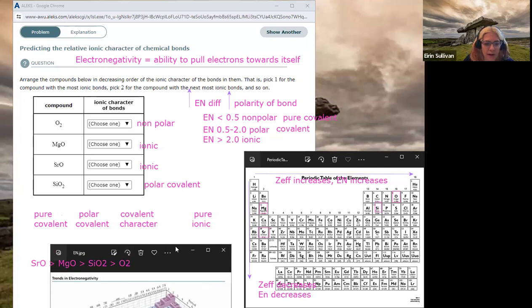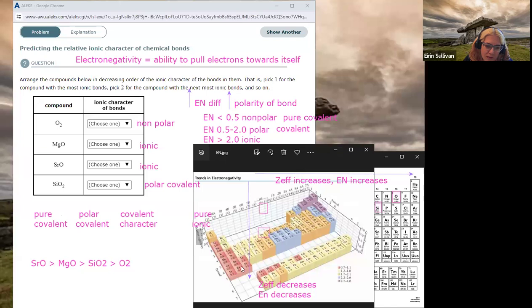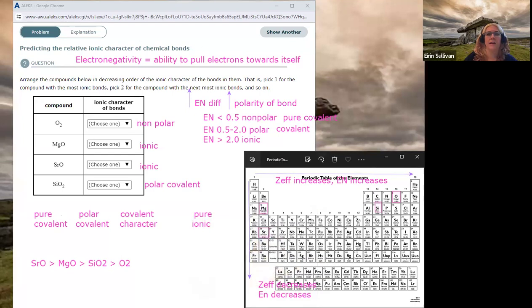Okay, so if you look between strontium, 1.0, and oxygen, that's an electronegativity difference of 2.5, but between magnesium and oxygen, that would be a difference of 2.3. So slightly less difference in electronegativity. Then silicon and oxygen, 1.8 versus 3.5, so that's again a considerable difference in electronegativity. Okay, 1.7, so it's polar covalent just about, and then oxygen versus oxygen, obviously it's the same. So there you go.